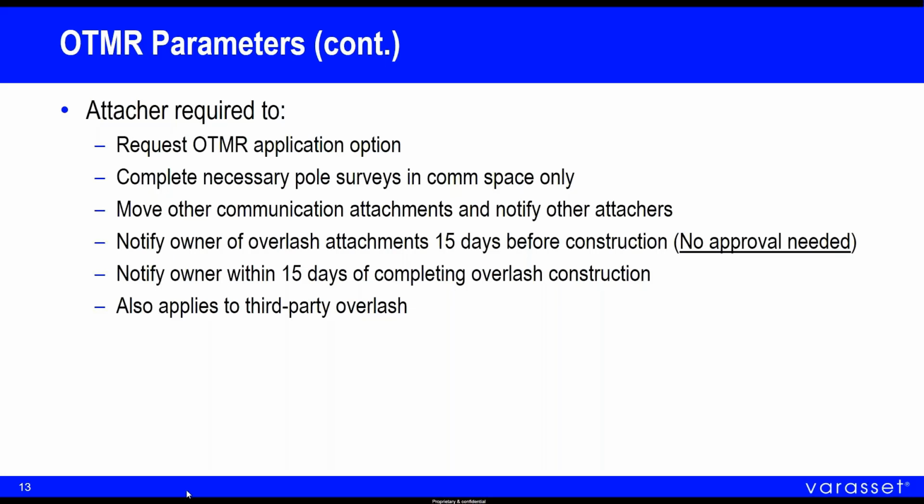And by the way, this applies to third-party overlash. I know that that's not tremendously common amongst our customers, but what that means is if you have Verizon that has an attachment and they choose to contract with Comcast, allow Comcast to overlash on the Verizon attachment, they have an obligation also to notify, but not necessarily go through the pole owner for any additional detail. Next.